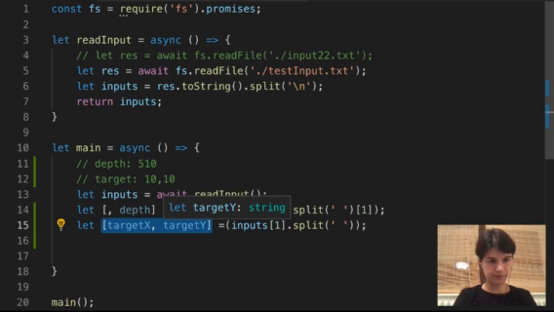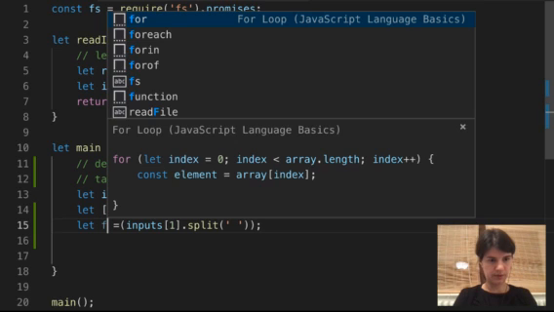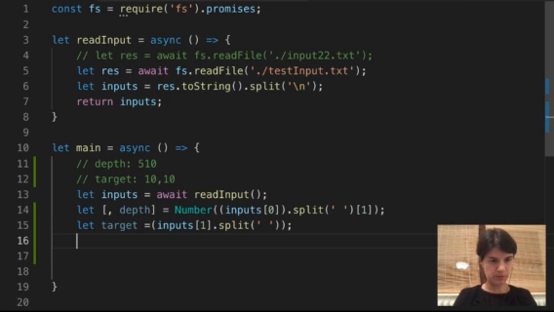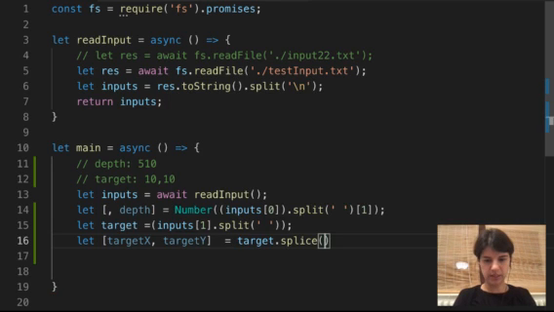It doesn't hurt to be verbose in the parsing here. And then target x, target y is equal to target dot split at the comma, dot map anything to a number. I want a dot map with lowercase l.